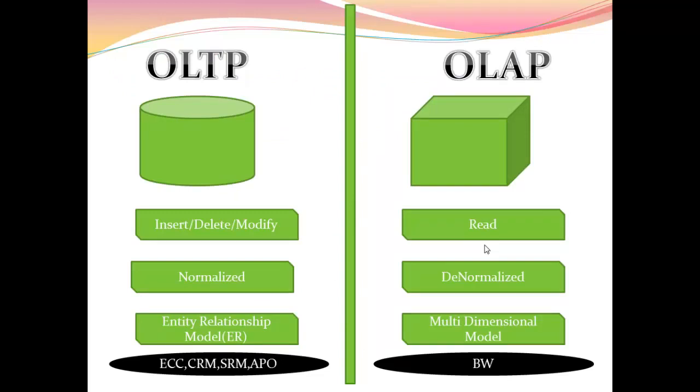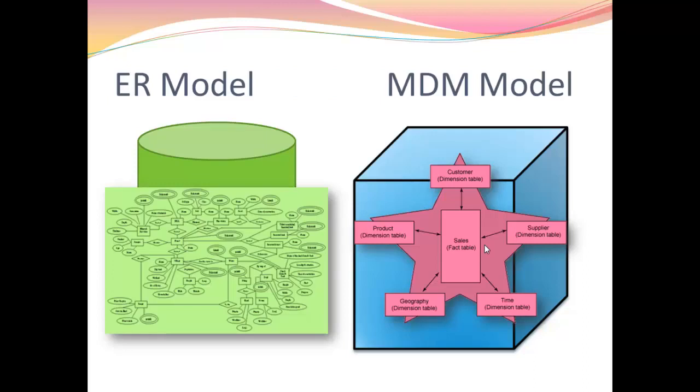Entity relationship model, ER model, and multidimensional model. The entity relationship model is one type of data model. It maintains the relationship between the entity and its attributes in different ways. As you can see over here, we have a very large data flow, and though it is efficient, it is very complex, so it is not good for analysis purposes.